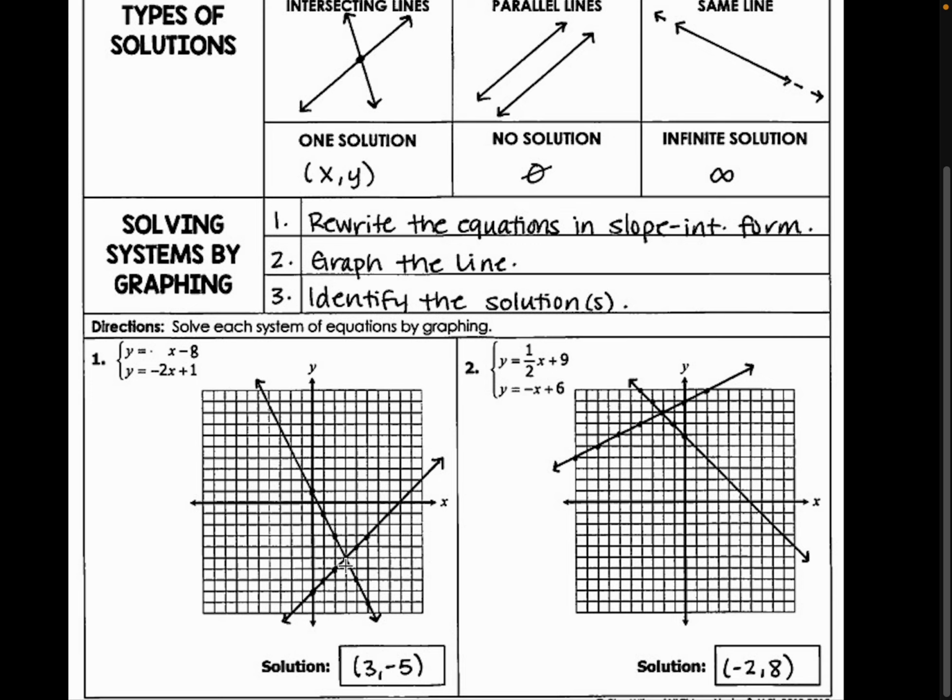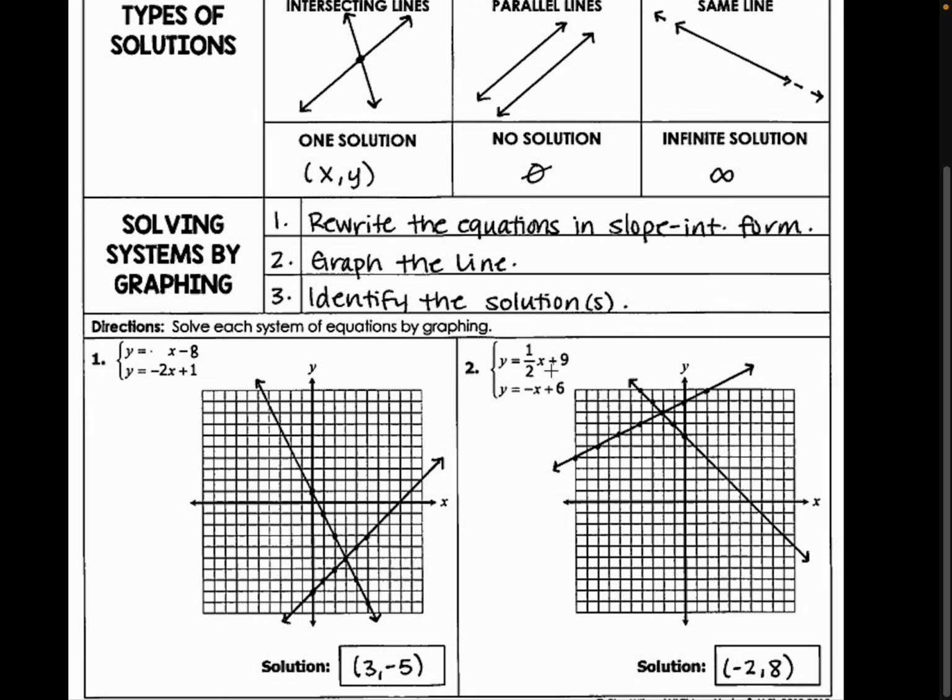The solution, remember, we're looking for the point where those lines cross or intersect. And we know that these lines have 1 solution right here. That point is at 3, negative 5. So that would be our answer. That's our solution. If we plug these values in for x and y into either one of these equations, it would make the equation true. For example, if we plug in the x here, we got 3 minus 8. If you do 3 minus 8, you get our y value of negative 5. So that makes the equation true.